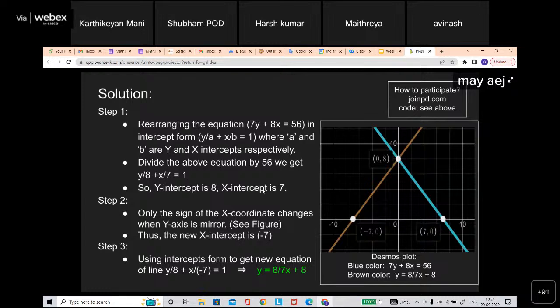So you're saying if the mirroring is on the x-axis or y-axis, both will result in the same answer? No, no, no. You are getting a different equation, right? Can you go back to the question, please, for a minute?